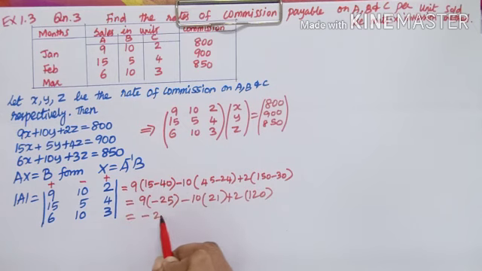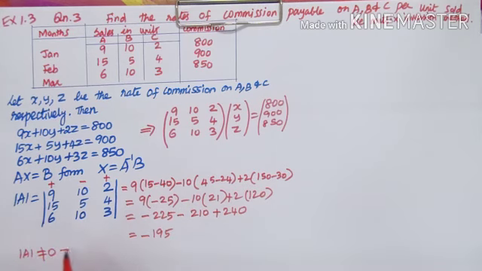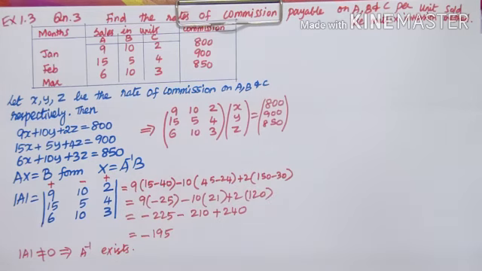And as you multiply, minus 225 minus 210 plus 240. Reduce the answer as minus 195. We say determinant A not equal to 0 implies A inverse exists. My very next step is to find out the cofactor matrix, or to say adjoint. What is the adjoint procedure? Put the big set braces.